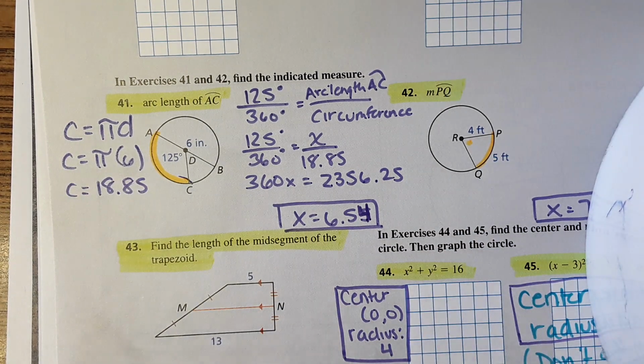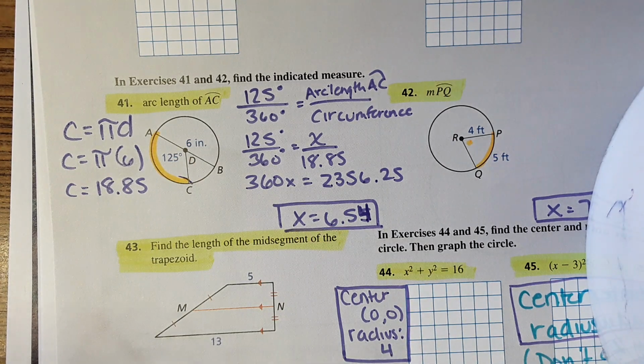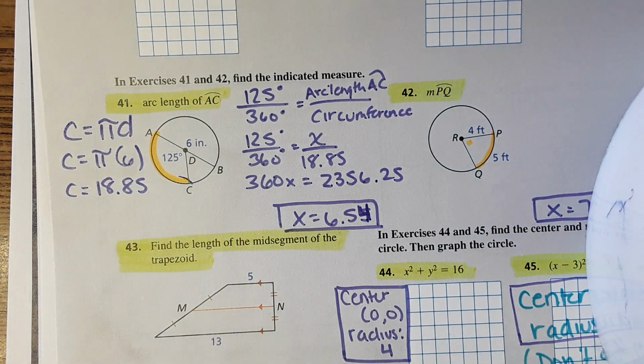Also, when you're looking at the answer choices in multiple choice, that might happen too, where you're a little bit off. The bigger the numbers though, the more off it's going to be based on that rounding, so just keep that in mind.